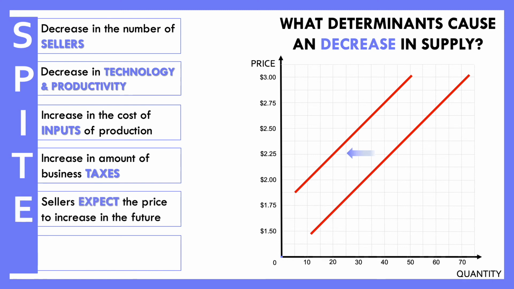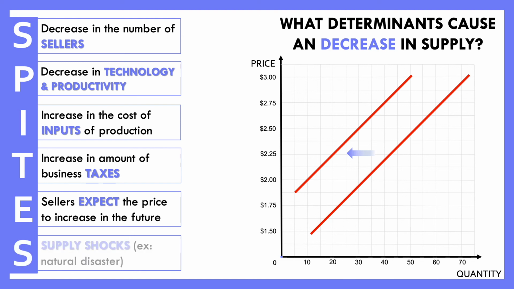E is expectations again. Sellers expect the price to increase in the future. If I know down the road this item is going to get super popular, it's going to sell for a lot more expensive, I'm going to hold off on my production right now because I want to produce as much as possible in the future. So the price has not yet changed. I expect the price in the future to go up, and therefore I don't want to sell it now while it's cheaper. I'd rather sell it later on when it's more expensive and I can make more money.